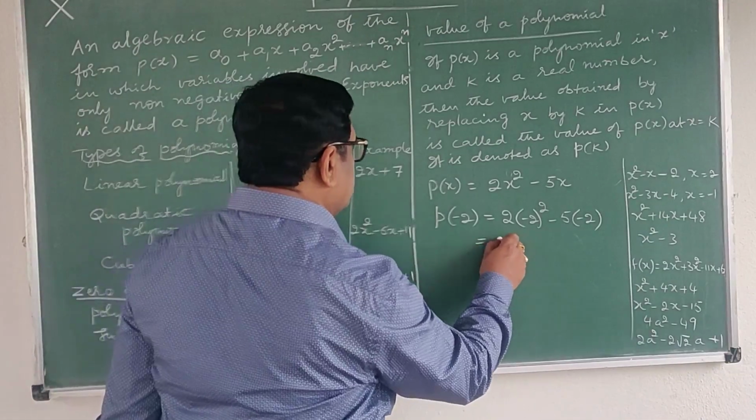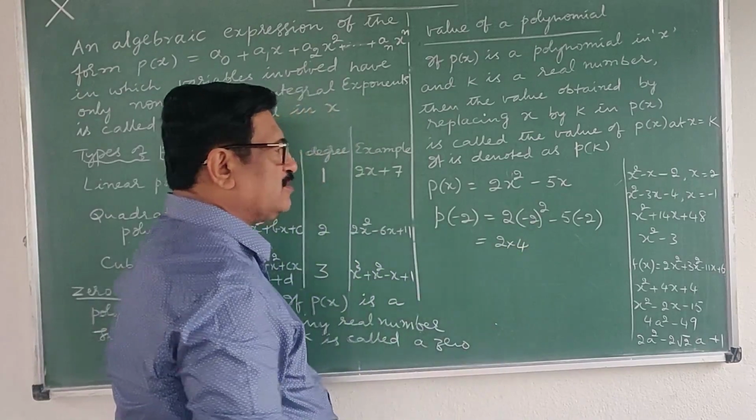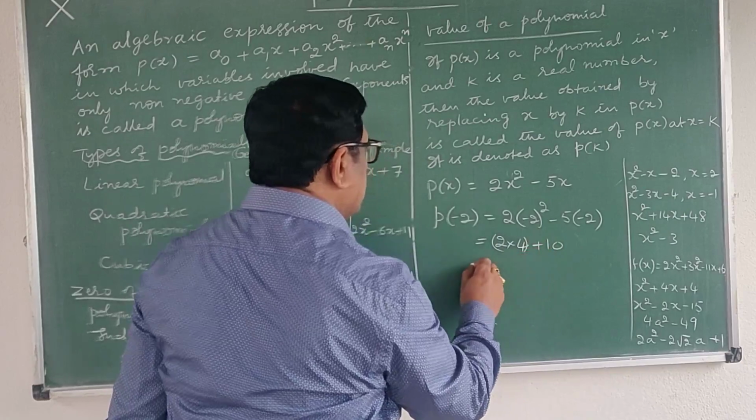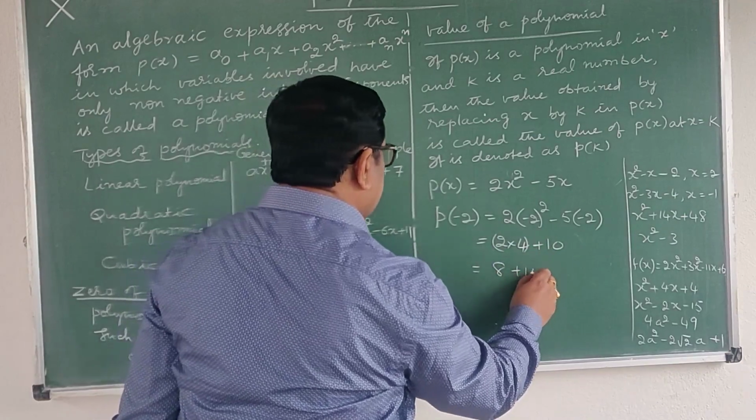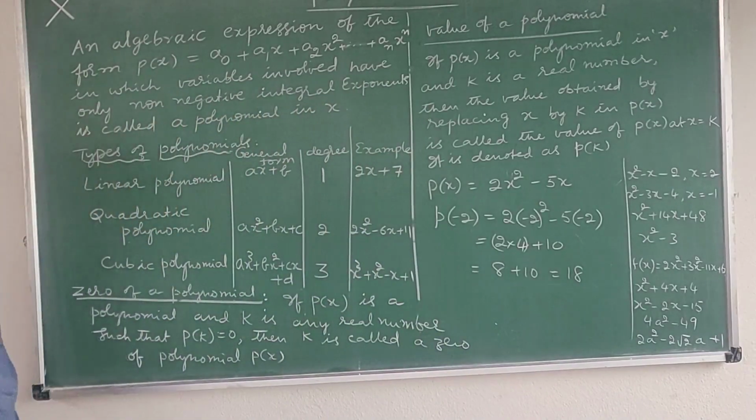Now this is equal to 2 into minus 2 whole squared, which is 4, minus 5 into minus 2. Minus into minus is plus, 5 2s are 10. So here 4 2s are 8 plus 10, 18 is the answer. Okay, the value of p of minus 2 is 18.